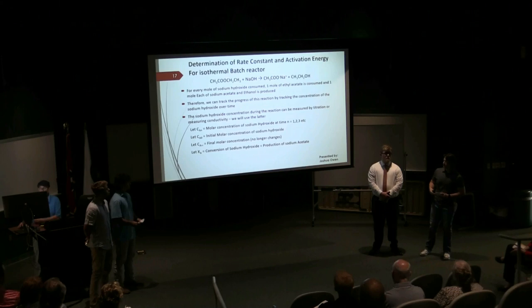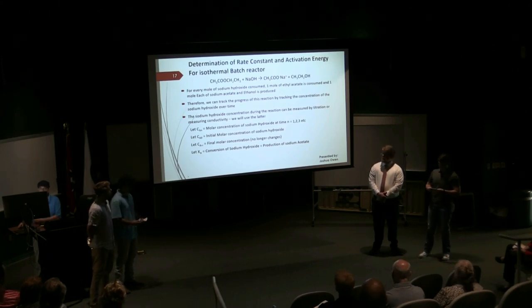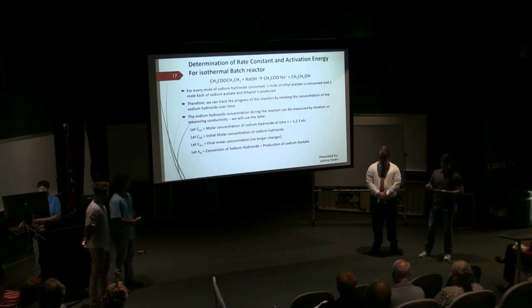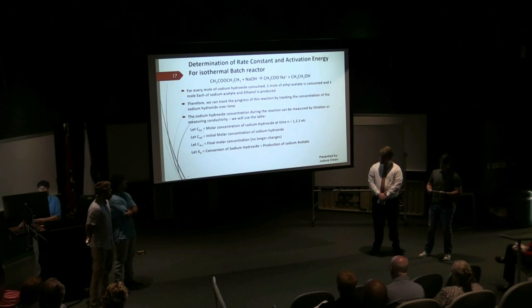For the remainder of this presentation, we're going to represent C sub A infinity as the initial molar concentration of the sodium hydroxide. We're going to represent X sub A as the conversion of the sodium hydroxide, the concentration of the sodium hydroxide at time n as C sub AN, and the initial concentration of the sodium hydroxide as C sub AO.